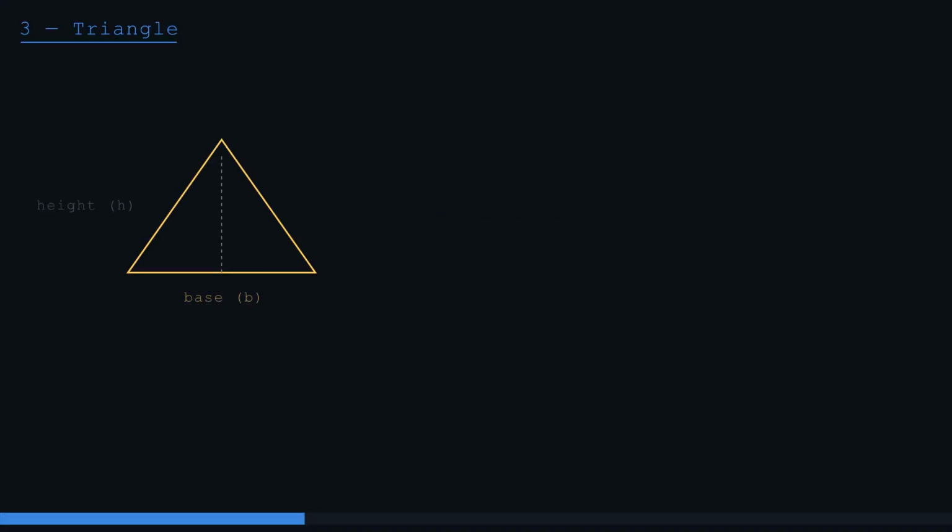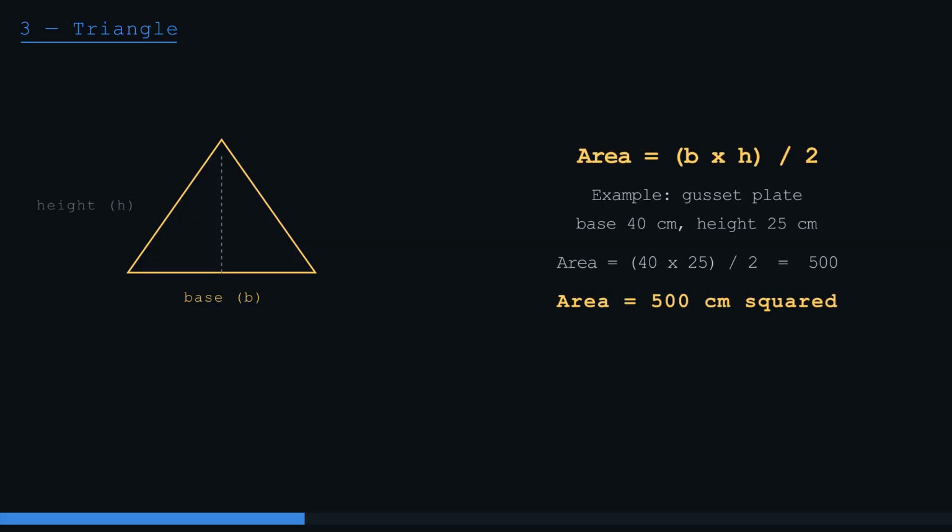For a triangle, area equals base times height divided by 2. A gusset plate with a base of 40 centimeters and height of 25 centimeters has an area of 40 times 25 divided by 2, which equals 500 square centimeters.